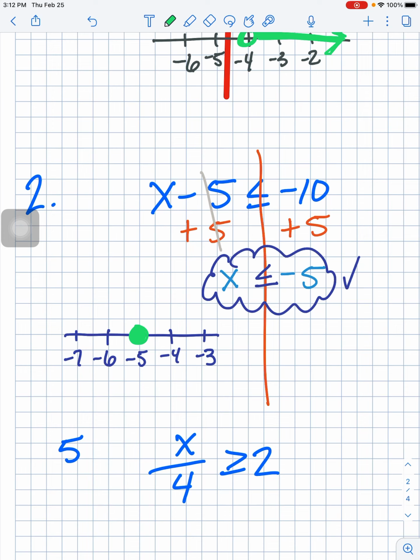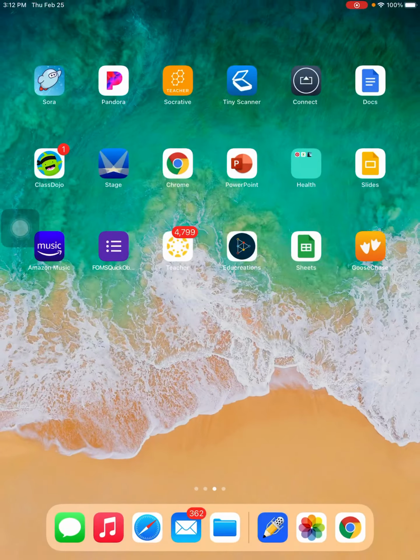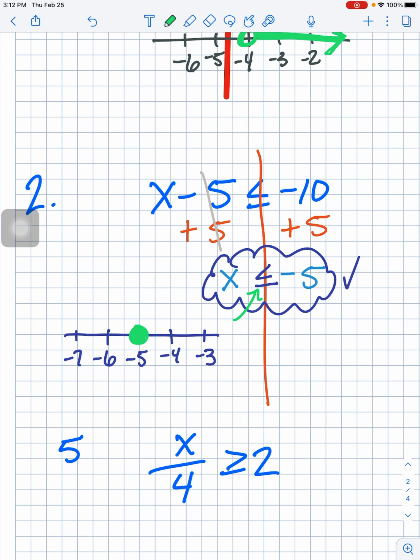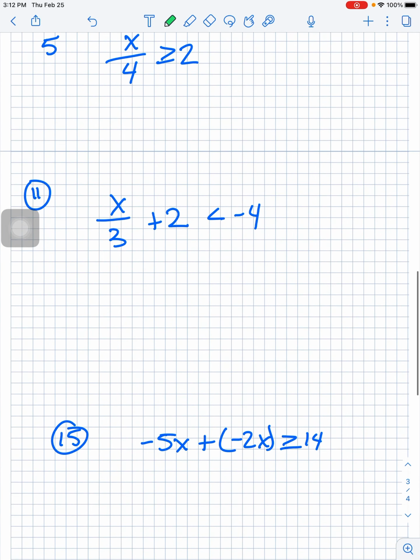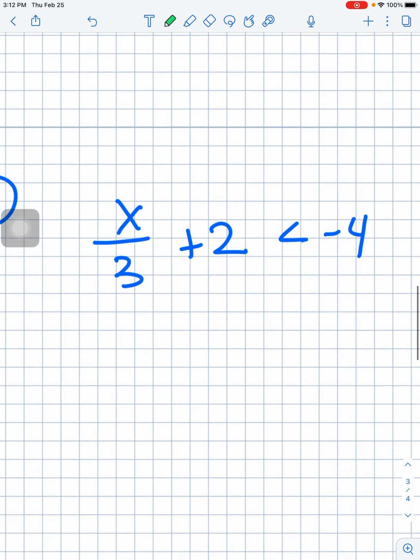And then it is where it is less than. So notice that my symbol is pointing to the left. So I'm going to highlight to the left, because that's where the numbers are less than negative 5. All right. So I'm going to skip to number 11.